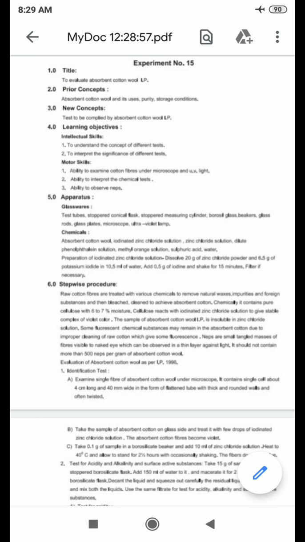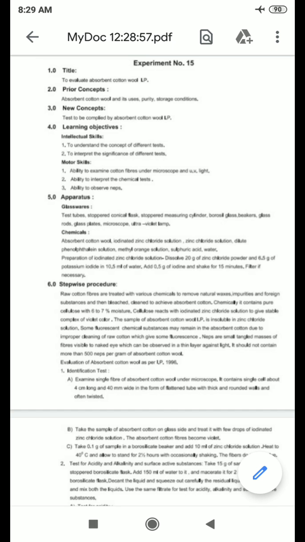Then, storage condition of absorbent cotton wool. Absorbent cotton requires particular temperature, humidity or moisture, and possibly ventilation conditions. Being strongly hygroscopic, absorbent cotton readily absorbs all types of moisture.